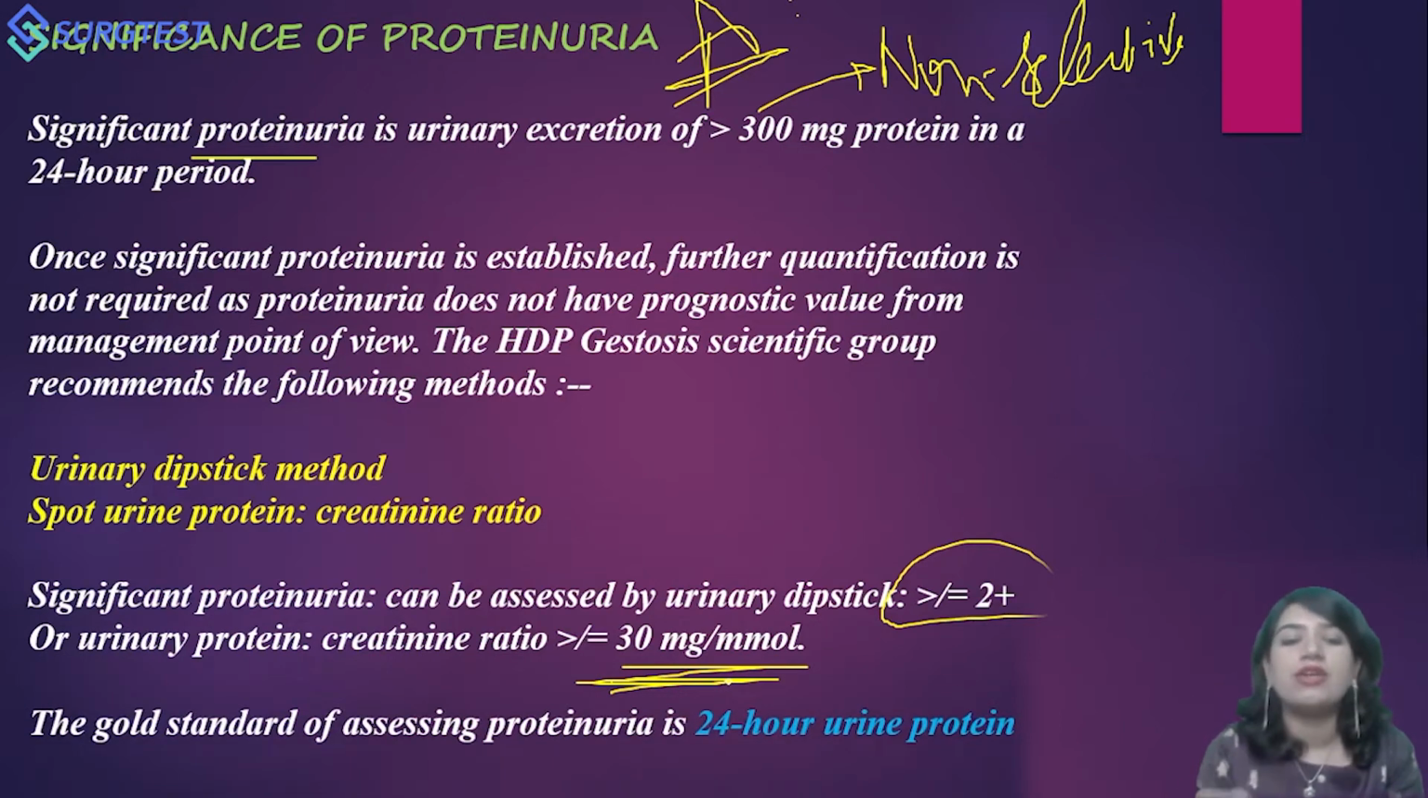However, the gold standard of assessing proteinuria is still a 24-hour urinary protein, but definitely it has its own limitations. It is more cumbersome, and you might not have that much time on your hands, and you have to decide on a spot sample rather than doing a total 24-hour urine protein assessment.